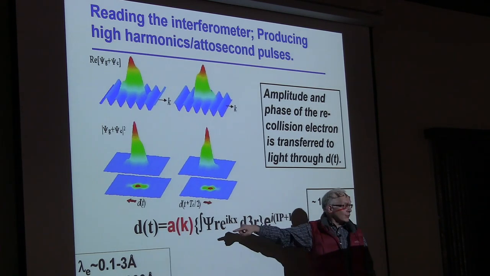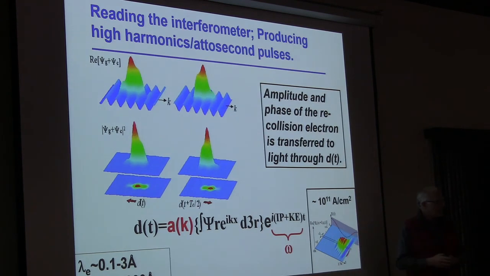And the dipole that's induced is essentially the transition moment. So the electron recombines or induces a dipole, two ways to see it. You can see that the radiation that's created, that's going to become this attosecond pulse, has an amplitude and phase given by the amplitude and phase of the recollision electron as translated through the transition moment of the atom as it goes back down to the ground state.